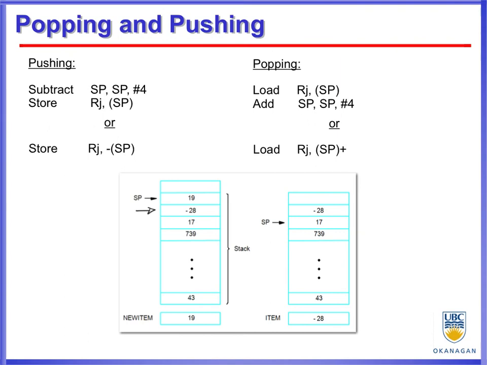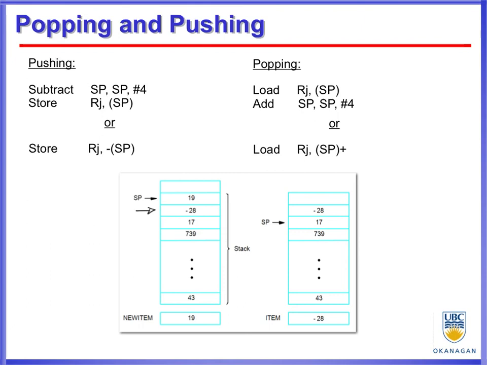I can only get, and pop means get rid of. I want to get it out of the stack. I don't need it anymore, for instance. Okay, I can only get rid of the 19. So what am I going to do? Well, I'm going to load register RJ with what's at the memory address that the stack pointer is pointing to. So I'm putting the, oh, okay, let's take 19 off. So no, it's not 19. We're popping off negative 28, sorry. The item is negative 28.